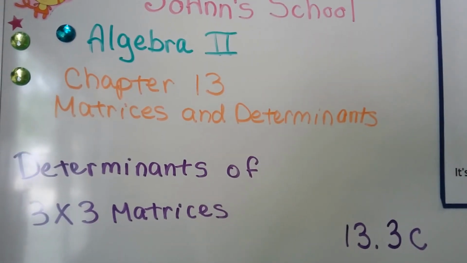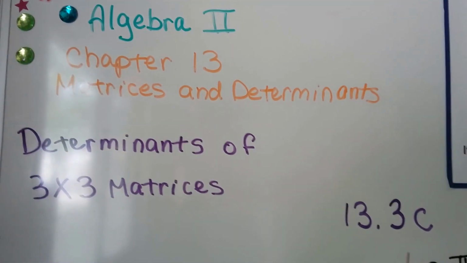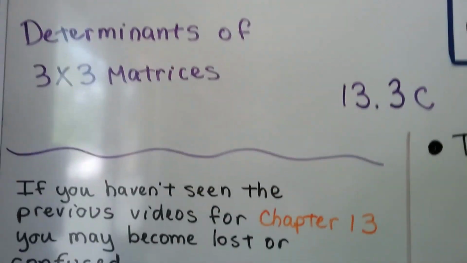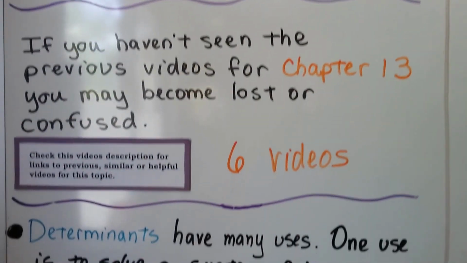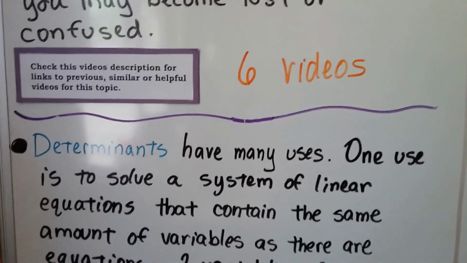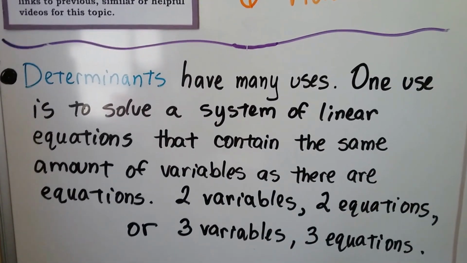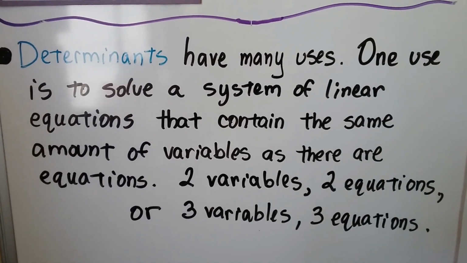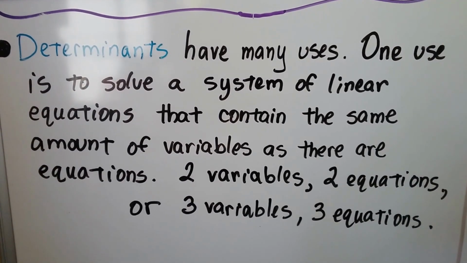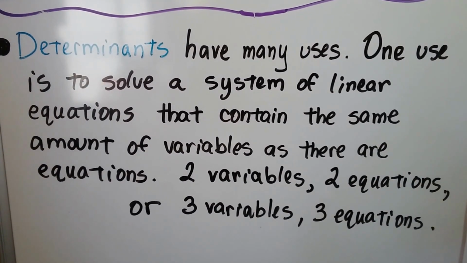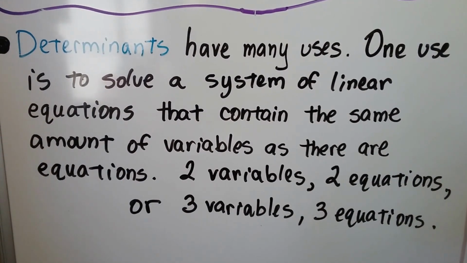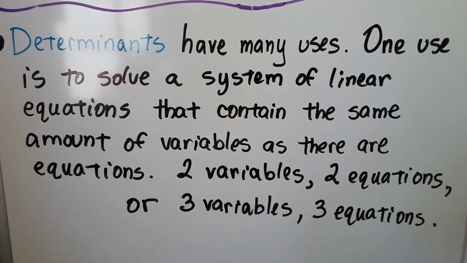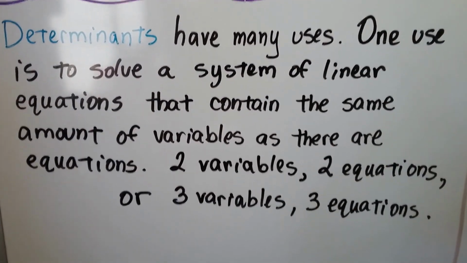Okay, now we're going to talk about determinants of 3 by 3 matrices. We're at 13.3c. We've got 6 previous videos that are linked in this description. So determinants have many uses. We said this in the last video. One use is to solve a system of linear equations that contain the same amount of variables as there are equations. So 2 variables and 2 equations, or we could do 3 variables, 3 equations.